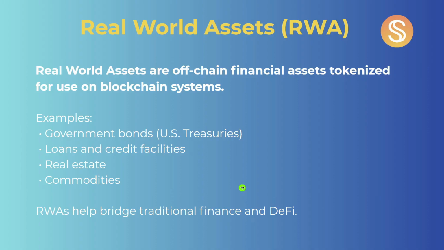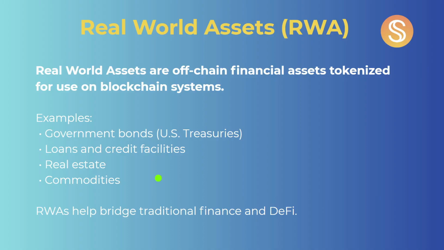Let's talk about real world assets. This is an important topic when talking about USDS and the Sky protocol because this has been a great innovation. So, what are real world assets? Real world assets are off-chain financial assets that are tokenized for use on blockchain systems. Imagine, for example, government bonds like US Treasuries, loans or credit facilities, real estate or commodities. All this stuff which is off-chain can be tokenized, so brought on-chain and used as a collateral in a vault.